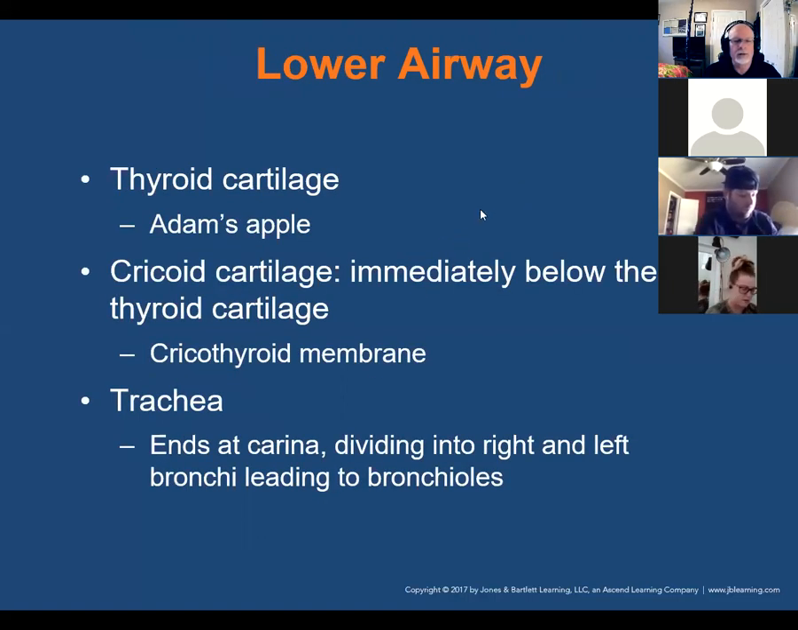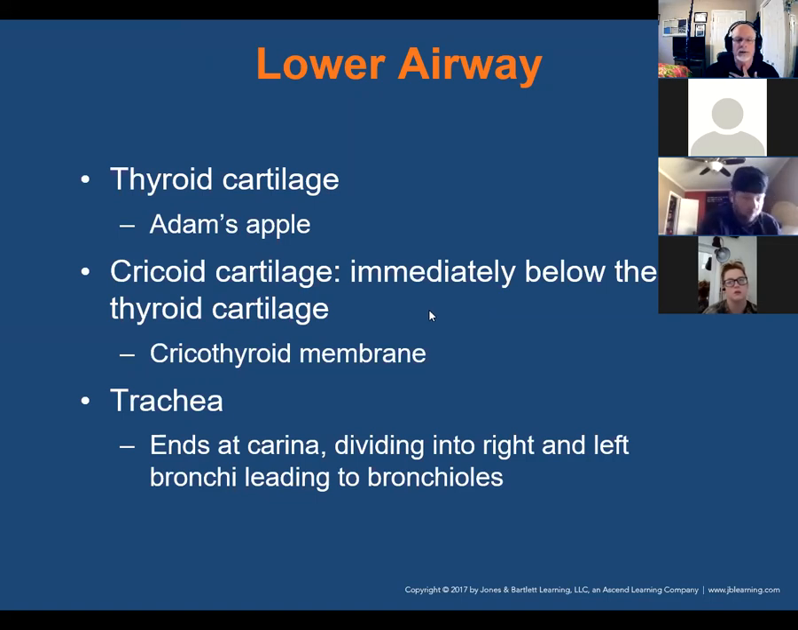Thyroid cartilage, that is the big bony, it's not bone, it's cartilage, but the big hard structure that is the upper part of the Adam's apple. And then just below it is cricoid cartilage. Right between the thyroid cartilage and the cricoid cartilage is the cricothyroid membrane.